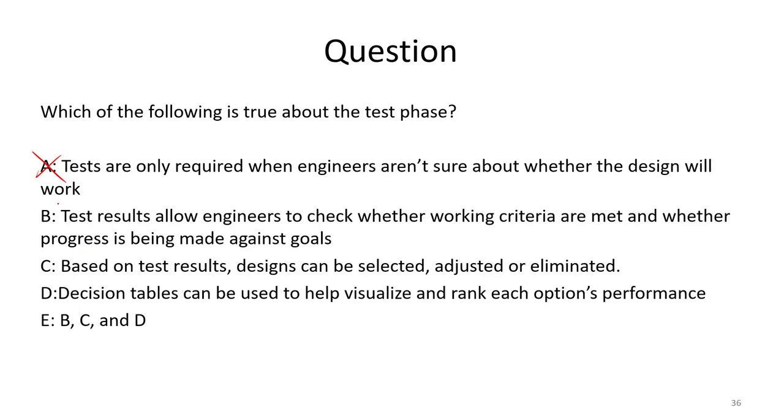Choice B is true. Tests will allow us to check whether our working criteria are met. C is also true. Based on the results, we could adjust our design. D is also true. We can use decision tables to help us rank each option. So the correct answer here is choice E.